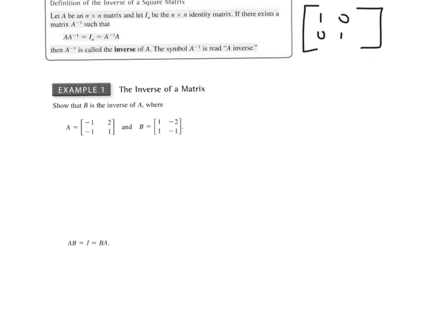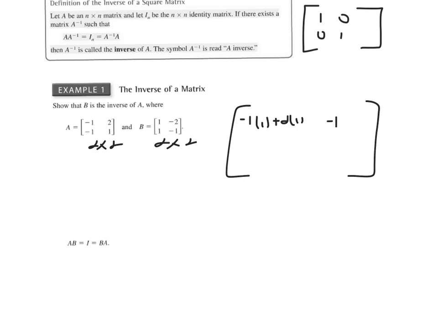So if we want to show that they're inverses first, all you have to do is multiply them to see. So if we multiply these out, we can, because they're both 2 by 2s. You end up with a 2 by 2 in the end. So you're going to have to do negative 1 times 1 plus 2 times 1. And then negative 1 times negative 2 plus 2 times negative 1. Negative 1 times 1 plus 1 times 1. Negative 1 times negative 2 plus 1 times negative 1.